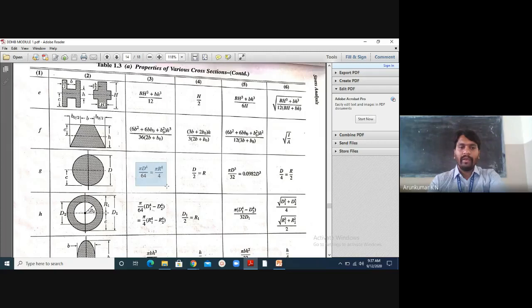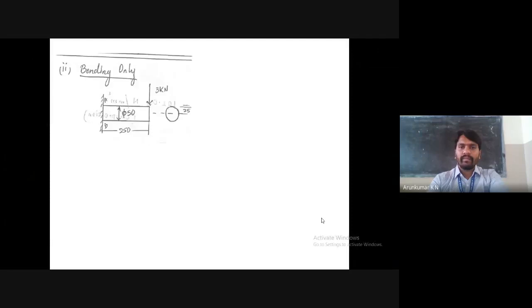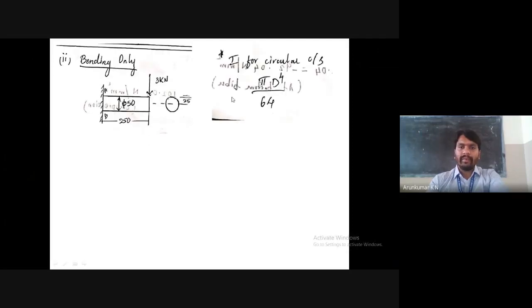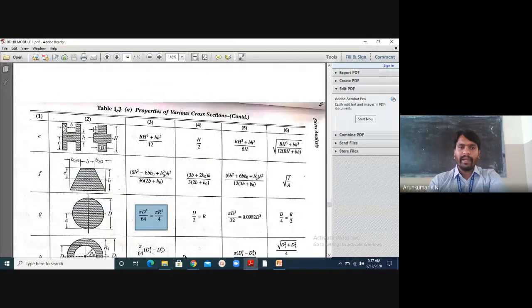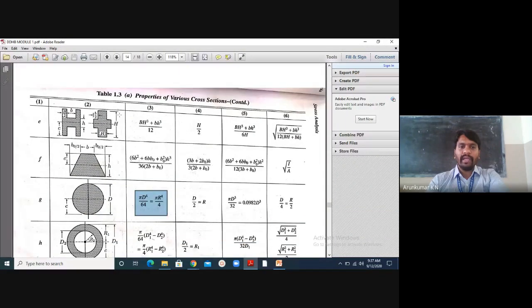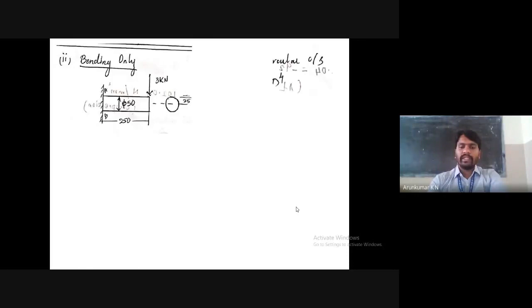Look at this I value. That is what I have shown here. The I value, take it from the table. What is the table number? Just note the table number 1.3a. If you are sitting over there, just note down table number 1.3a for the properties of various cross-sections, the moment of inertia and C. This equation is available in table 1.3a.